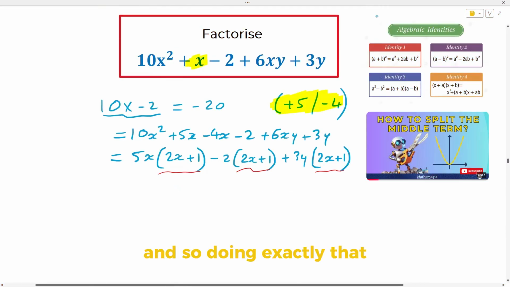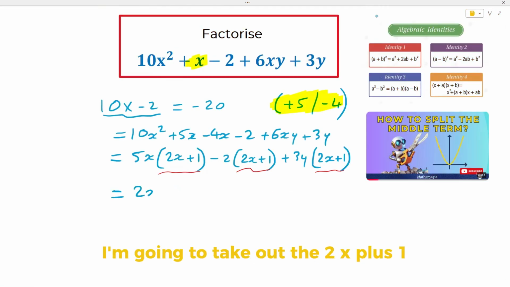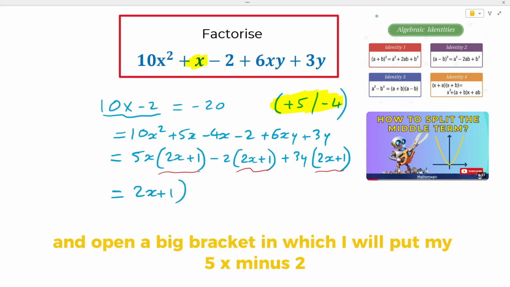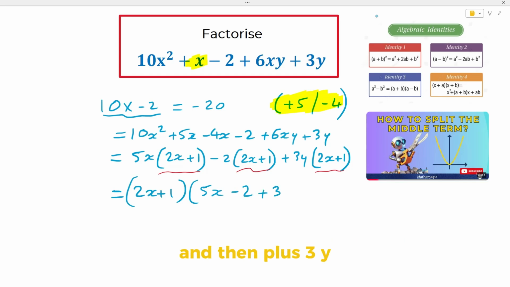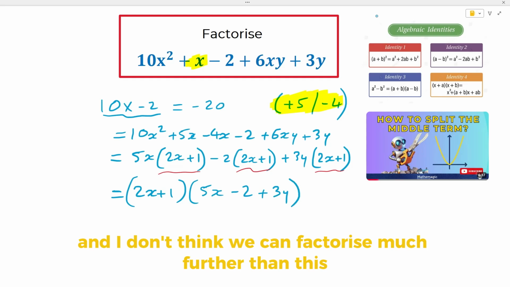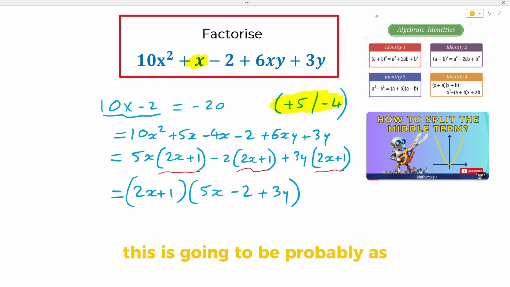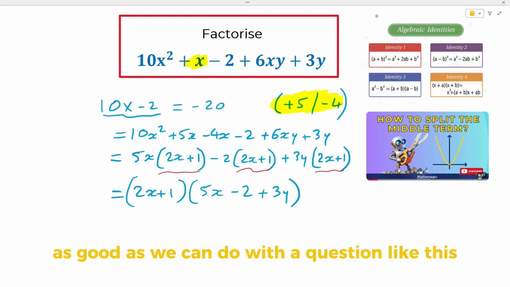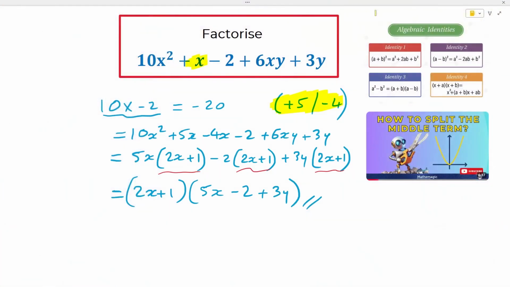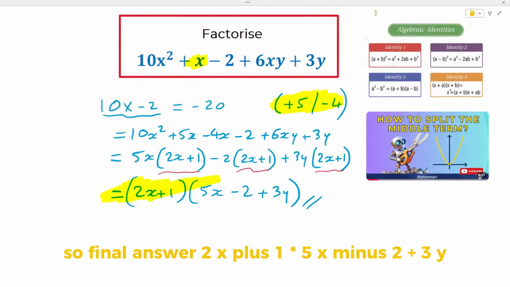And so doing exactly that, I'm going to take out the 2x plus 1 and open a big bracket in which I will put my 5x minus 2 and then plus 3y. And I don't think we can factorize much further than this, since we can't put x's with y's in the second bracket. This is going to be probably as good as we can do with a question like this. So final answer, 2x plus 1 times 5x minus 2 plus 3y.